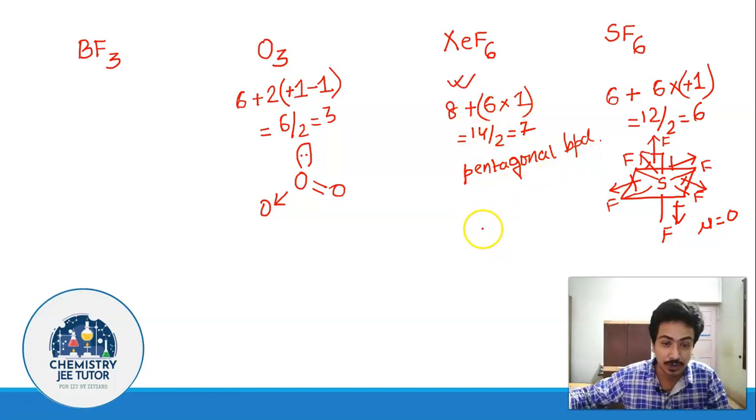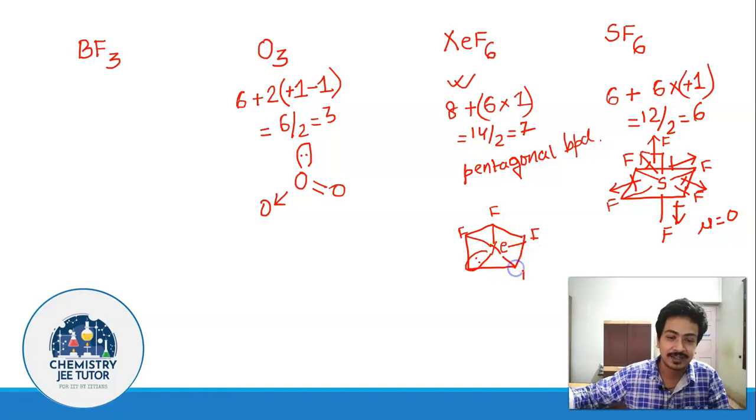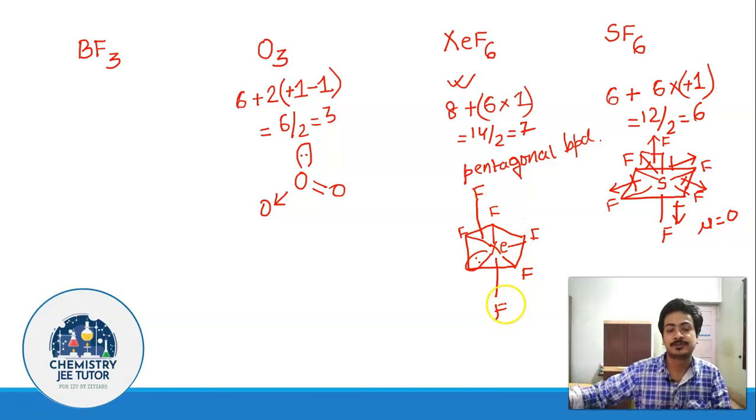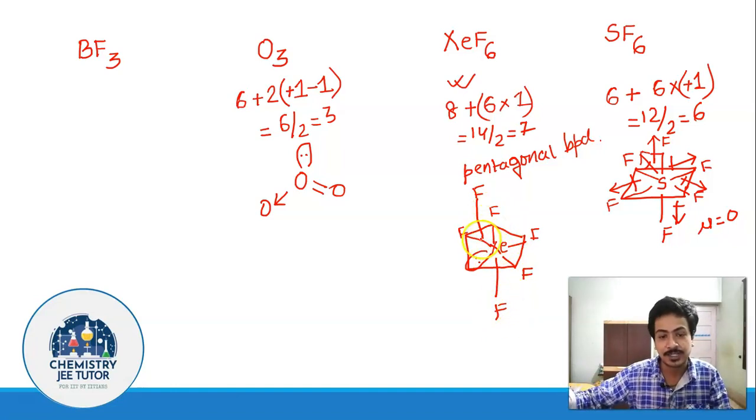That is, the structure should look somewhat like this. If we keep the lone pair over here, we need to give all these fluorines, and sorry for my bad drawing skills, but these two fluorine atoms are going to be axial fluorine atoms, and these fluorine atoms alongside this lone pair are going to be equatorial.